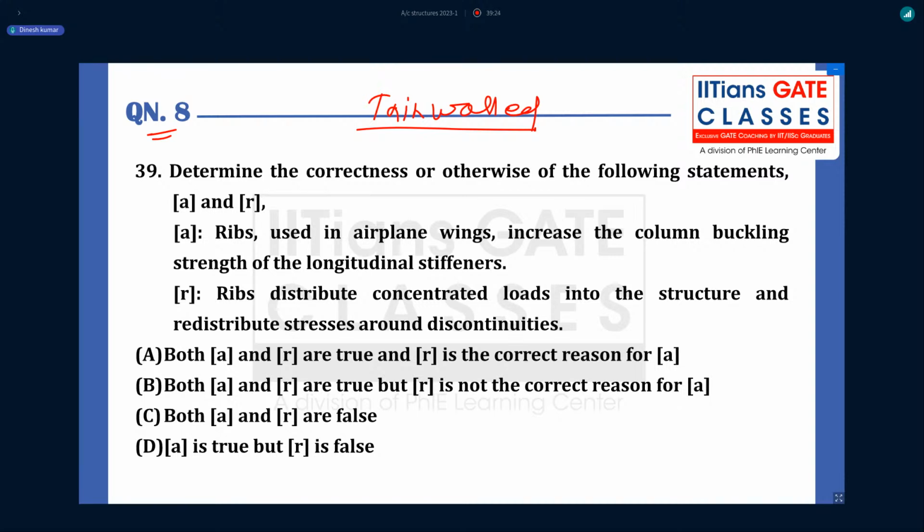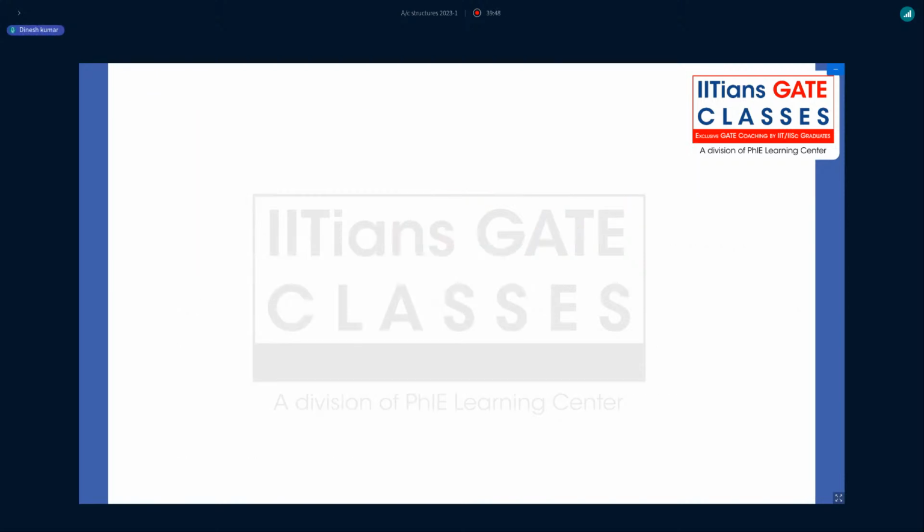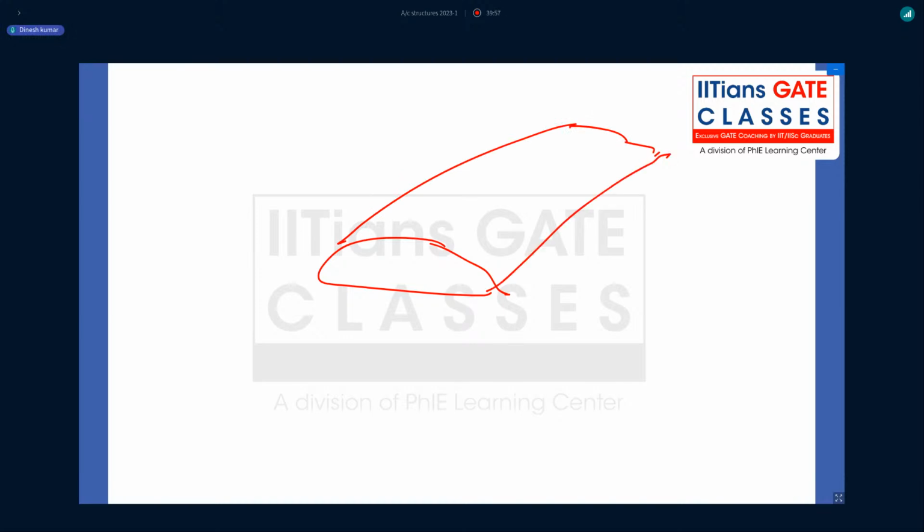The wing structure will have several structural components like rib, spar, stringers, right? So if you draw the wing, what are the main structural components, guys? Can anyone tell? There are four main structural components.